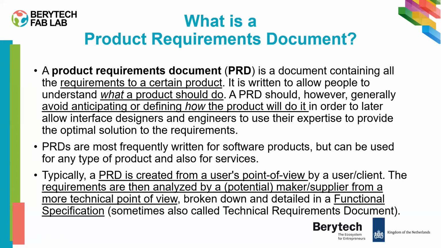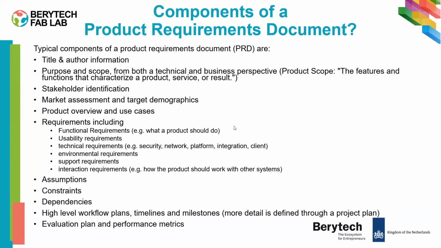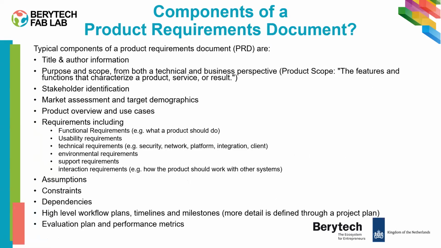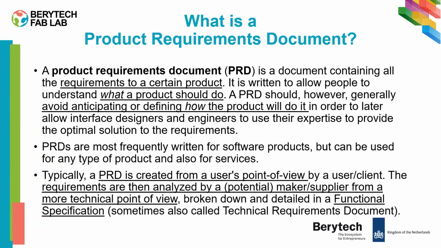For example, requirements might say that this product requires to communicate with another product at a certain distance. It does not say that we will use Wi-Fi. The developer is the one who decides which technology is used. Do you understand what I mean? So it tells the developer what the product should do and not how the product will do it.